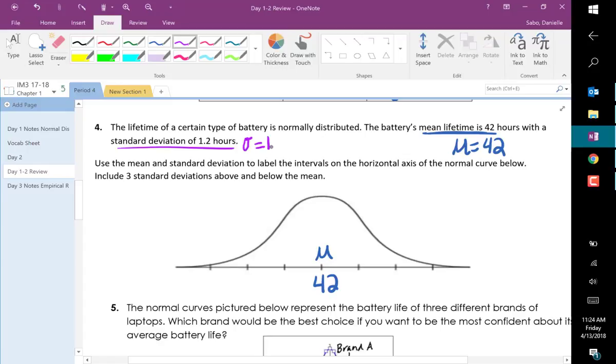And that's 1.2. It's like a little fancy Q or O. That's how you would draw a sigma. Think sigma, standard; they start with S. Mu, mean. Okay, that's what those are.